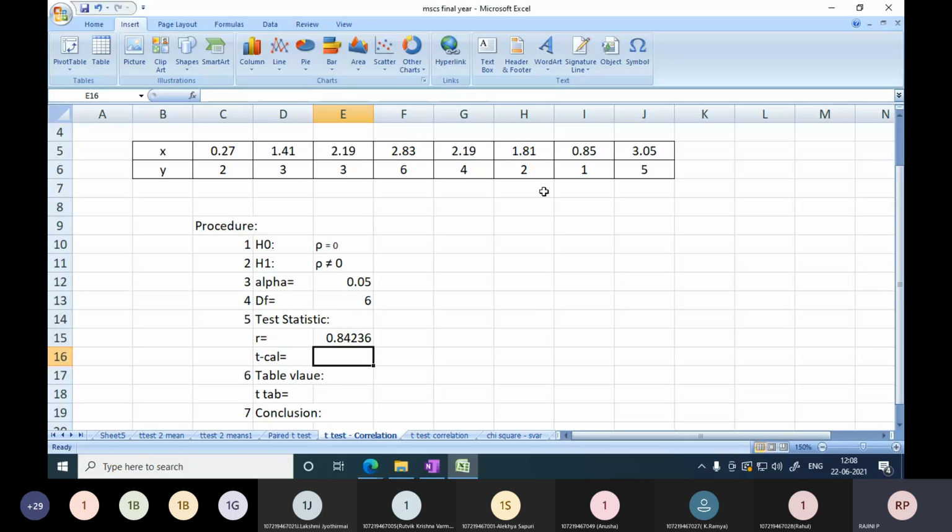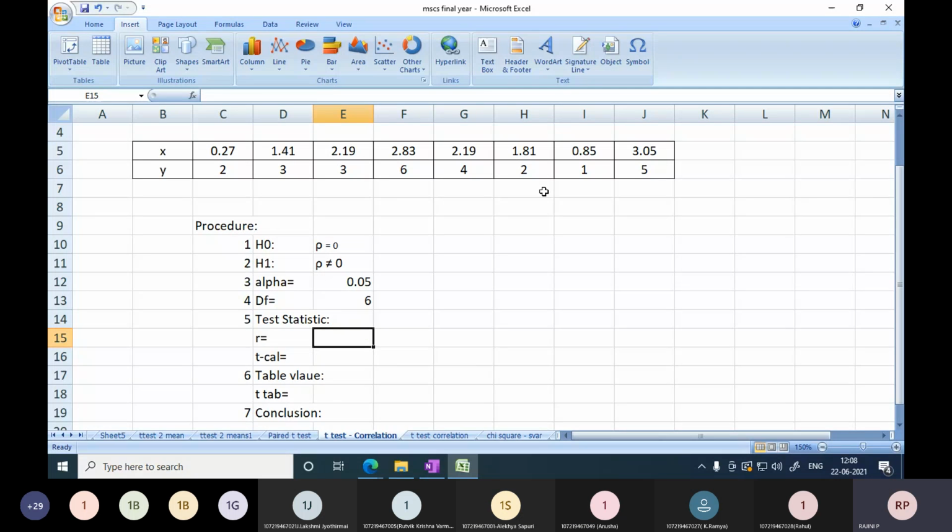In the previous problem, they had given you the correlation value. But here, they did not give it to you. They gave you the raw data. So you need to find the correlation. Did you understand? Is it clear? How are you finding the correlation?